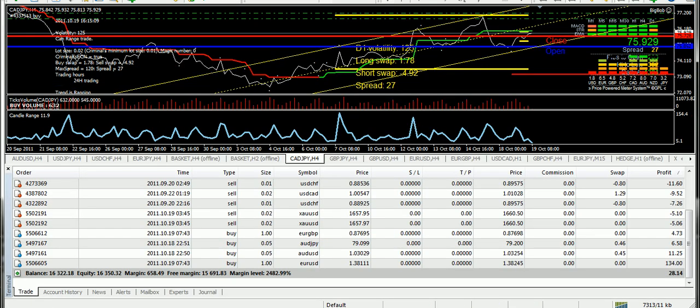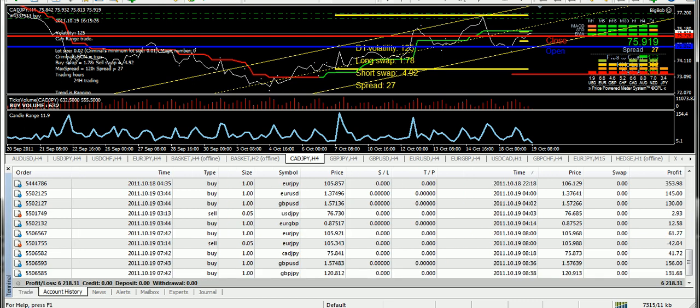We're going back into positive currency, and we're waiting for it to climb up and take some more money off the table. As you can see, the drawdown is positive, and the account history is showing those few trades.